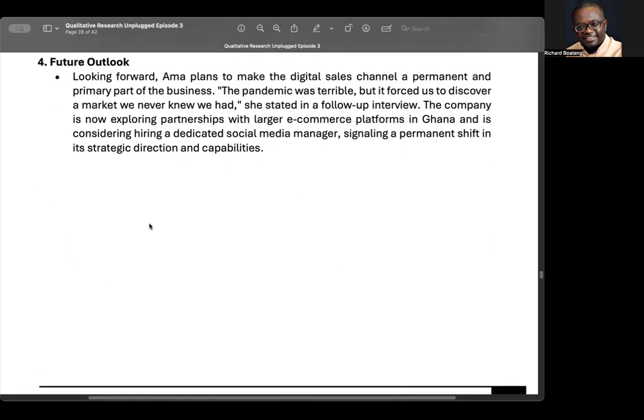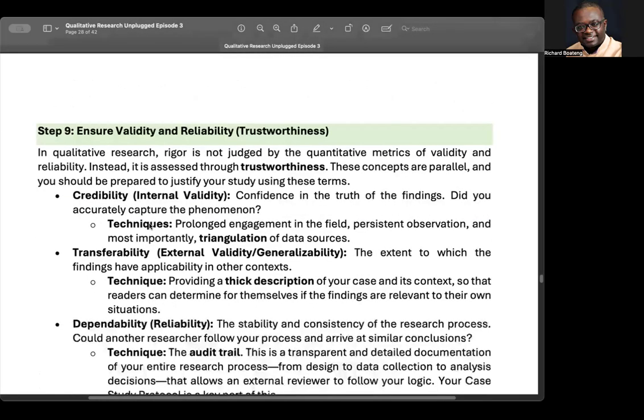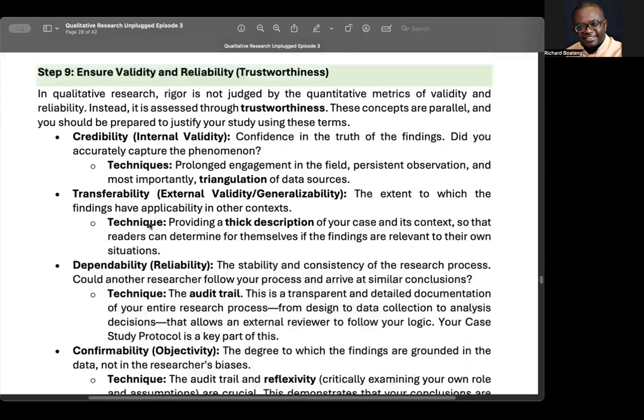Okay, last crucial step, step 9, ensure validity and reliability, or as it's more commonly termed in qualitative research, trustworthiness. How do we demonstrate rigor when we're not using statistics?